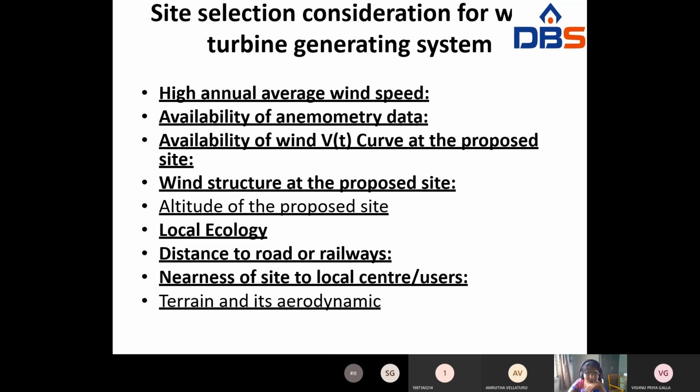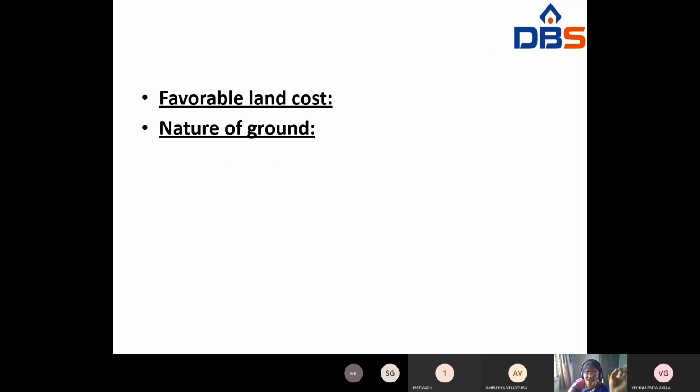Next, wind structure at the proposed site, altitude of the proposed site, local ecology, and surrounding area. Distance to road or railways. Nearness of the site to local centers or users, that means near the load centers. Terrain and its aerodynamics, favorable land cost, and the nature of the ground: to install the tower you have to consider the ground nature also.